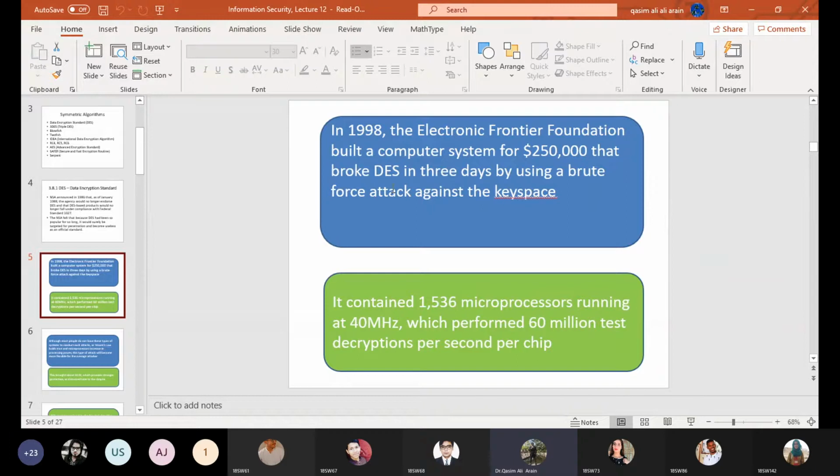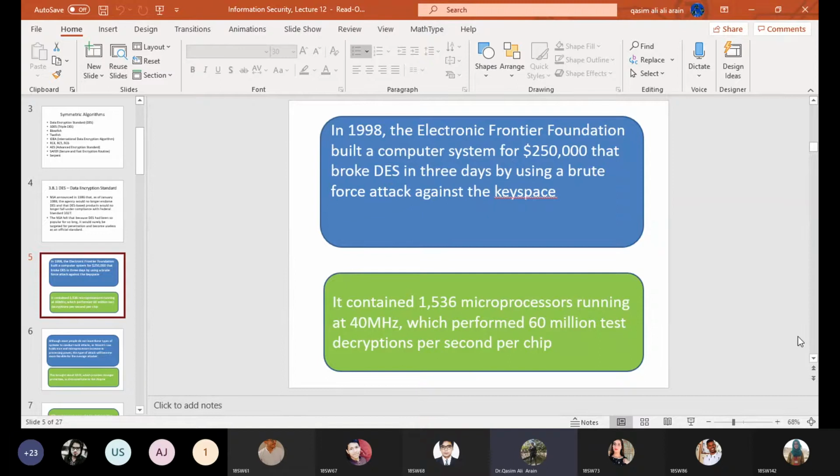There was an organization called the Electronic Frontier Foundation. They designed and manufactured a computer system costing $250,000 at that time. We are talking about 1998, and they broke that particular DES symmetric algorithm in just 3 days, right? They applied a brute force attack against its key space and compromised the algorithm. That computer contained 1536 microprocessors running at a speed of 40 megahertz, and they could perform 60 million test decryptions per second per chip, right?